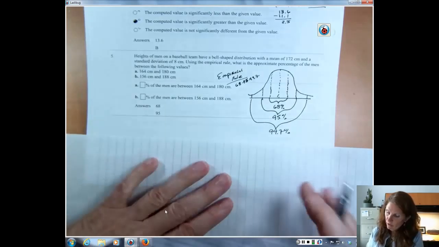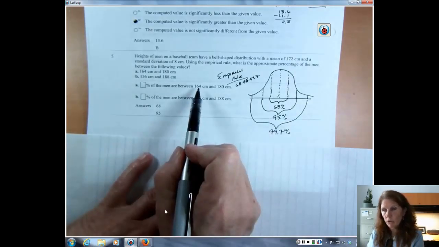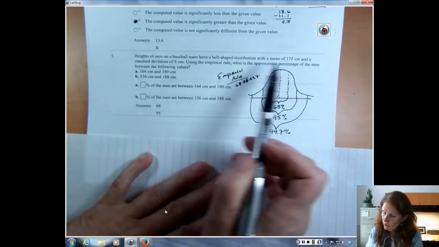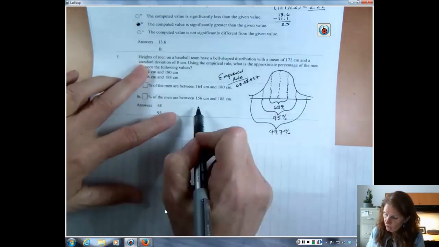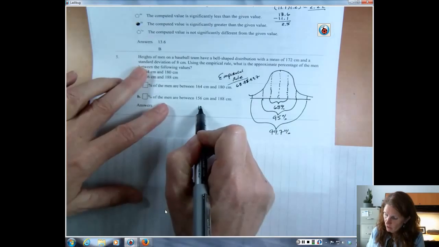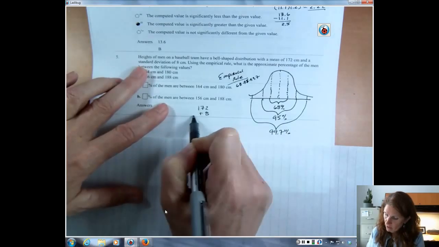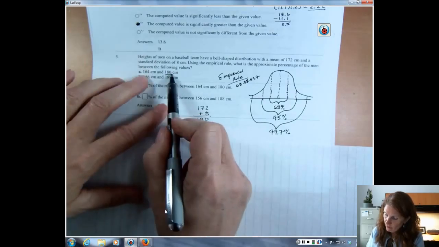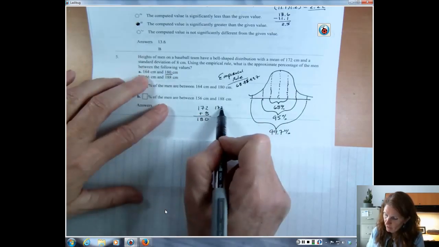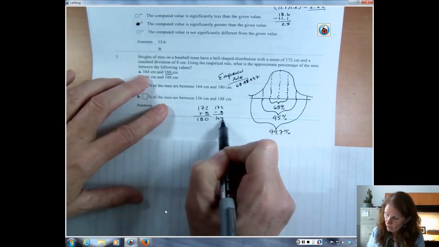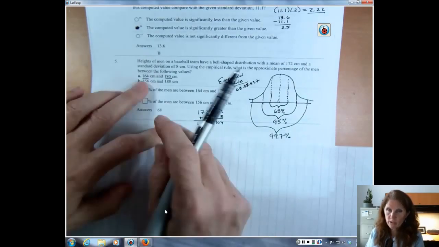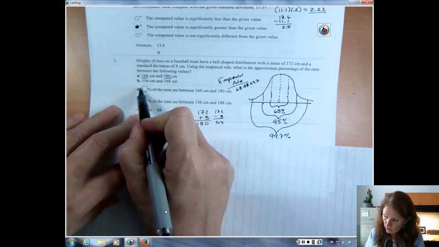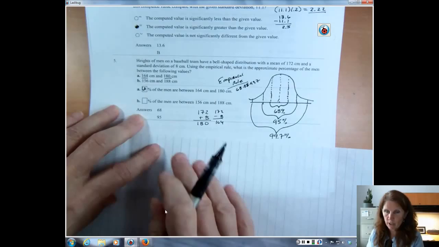So I'm trying to figure out if these numbers are 1, 2, or 3 standard deviations out on this problem. So the mean was 172 and the standard deviation was 8. 172 plus 8 is 180, and that's where we're at here. If I say 172 minus 8, I get 164, which is that one. So these are just one standard deviation to the left and the right. So that's how I get 68%. One standard deviation is 68%.